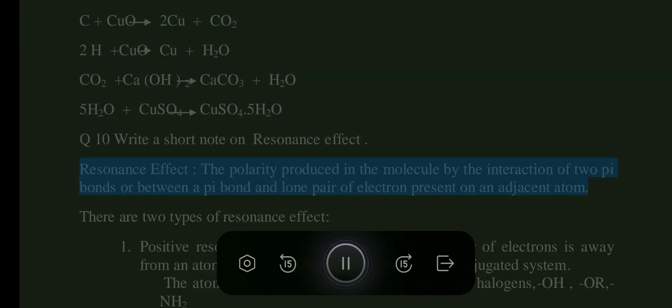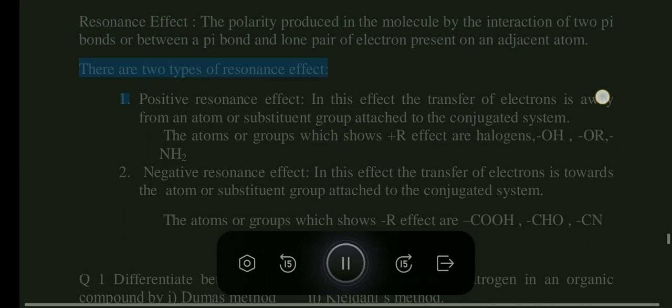Q10. Write a short note on resonance effect. Resonance effect: the polarity produced in the molecule by the interaction of two pi bonds or between a pi bond and a lone pair of electrons present on an adjacent atom. There are two types of resonance effect.